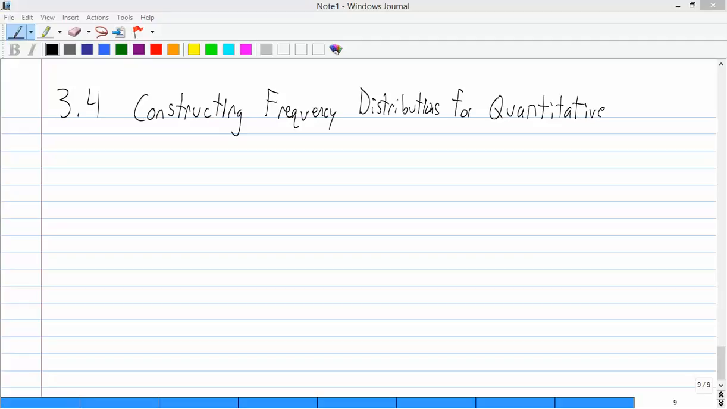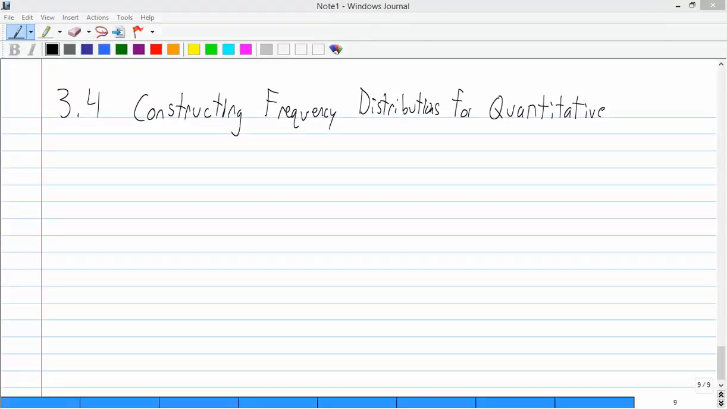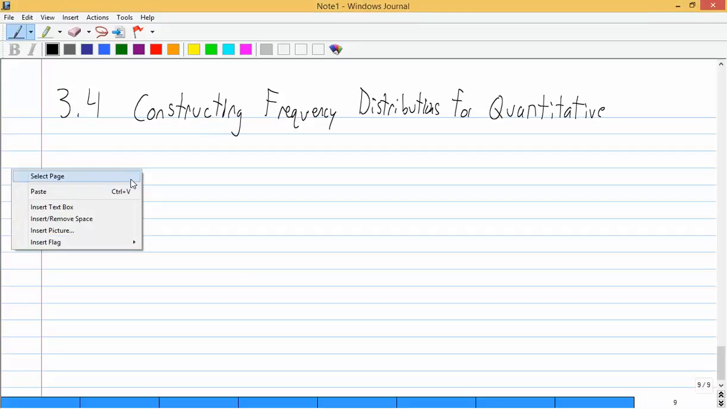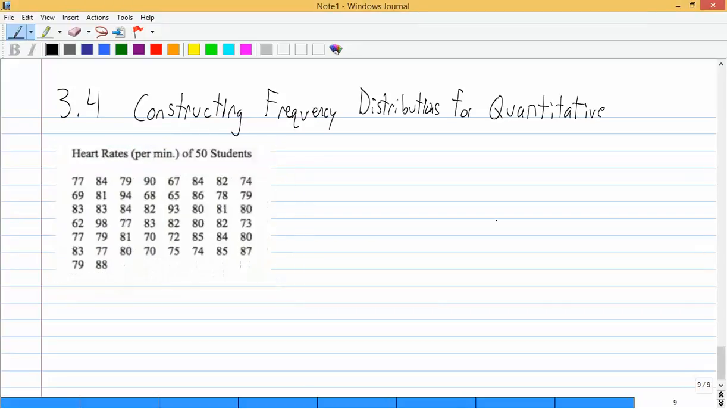Okay, so I want to show you an example given in the book on heart rates of 50 students. You don't have to write these down. Again, they are in the ebook. We're around page 81 right now. If you have that pulled up on your phone or tablet or your computer, you can look at that. But there are the heart rates per minute of 50 students.